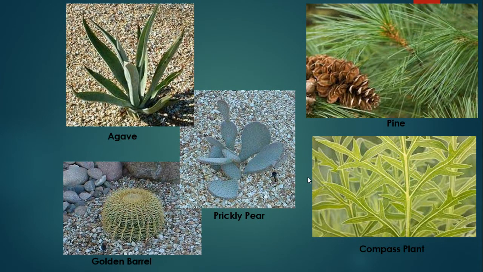So here are some examples of plants that would be in arid regions along with a pine tree, which you can see in the upper right-hand corner.